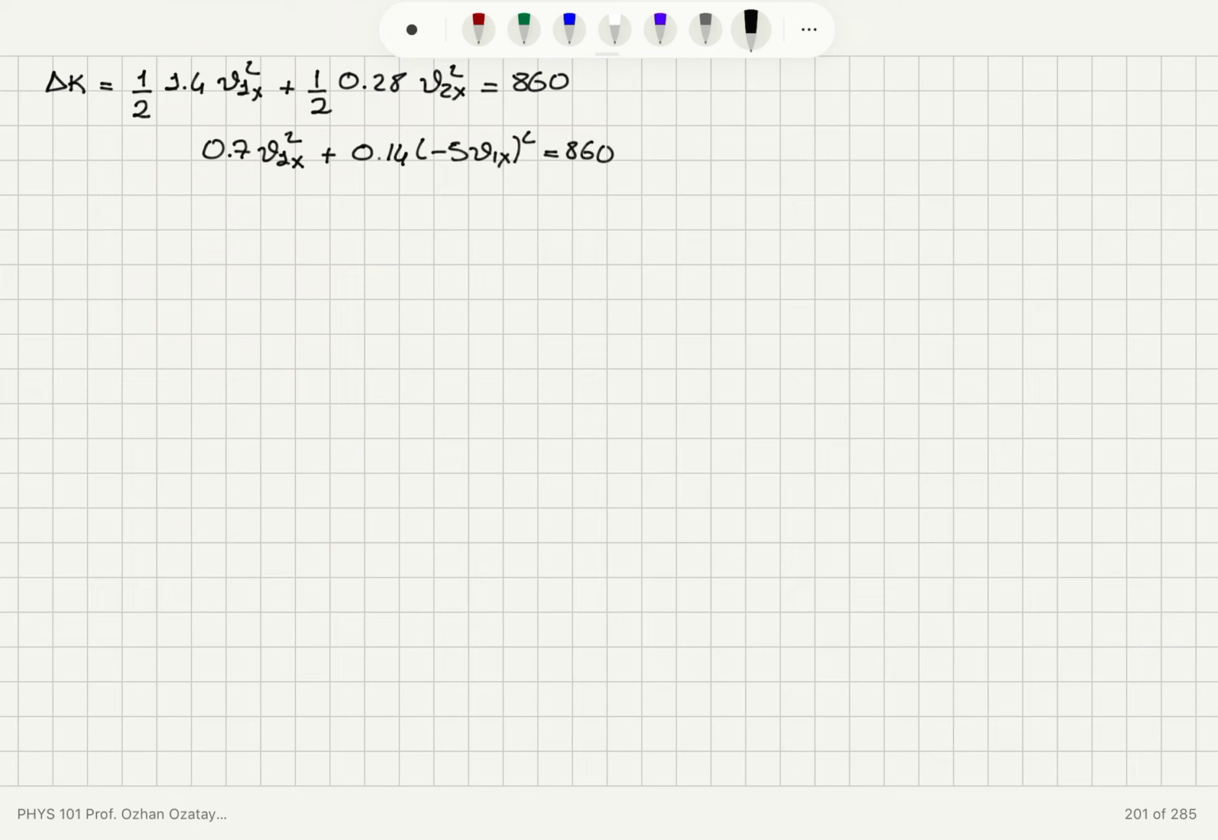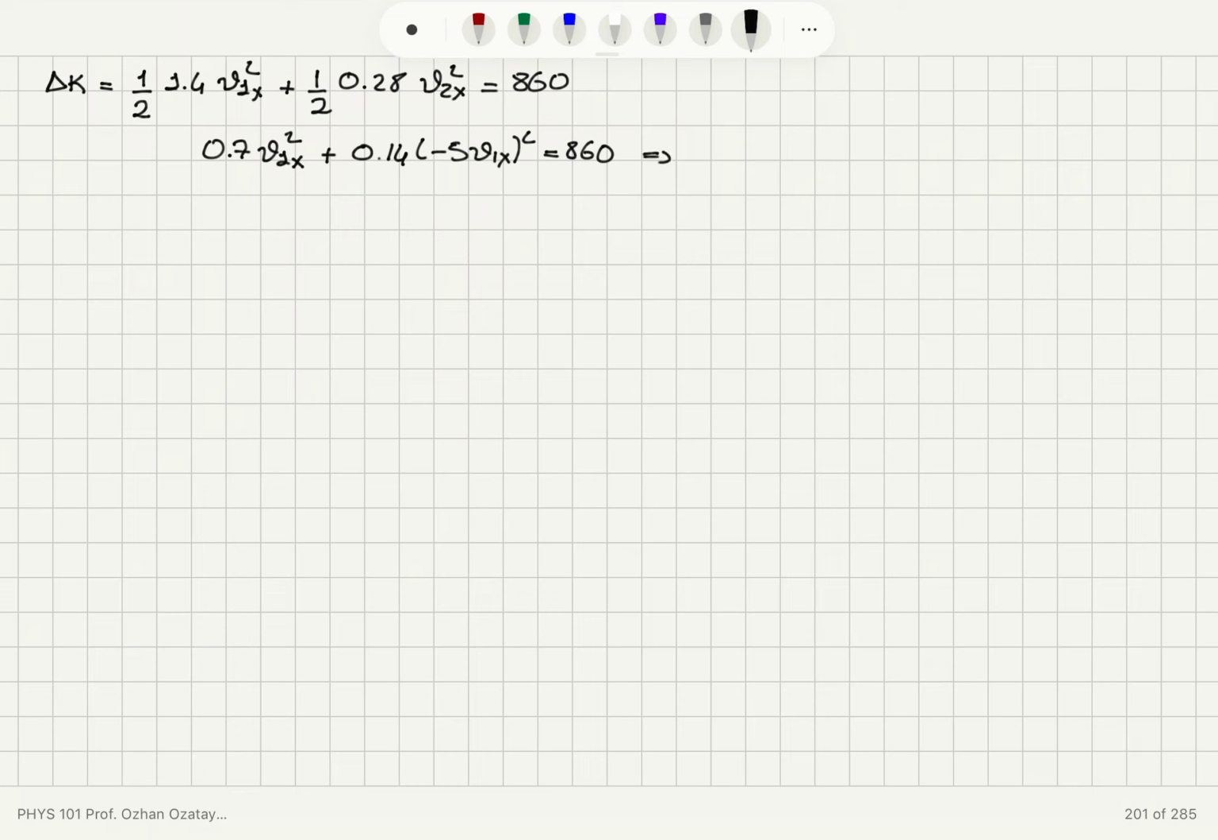Okay. Now, the change in kinetic energy is 1/2 times 1.4 times v1x squared plus 1/2 times 0.28 times v2x squared, because the y components were 0. This adds up to 860 joules. So we find that 0.7 v1x squared plus 0.14 times minus 5 v1x squared is equal to 860.